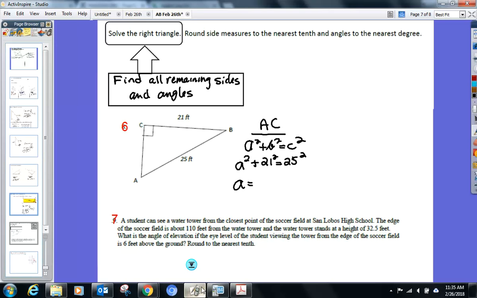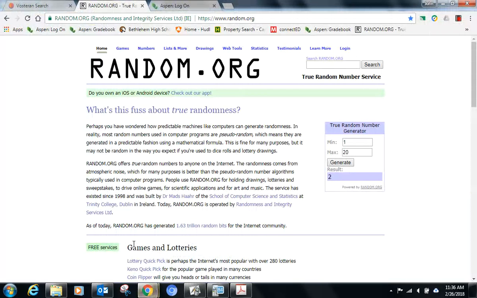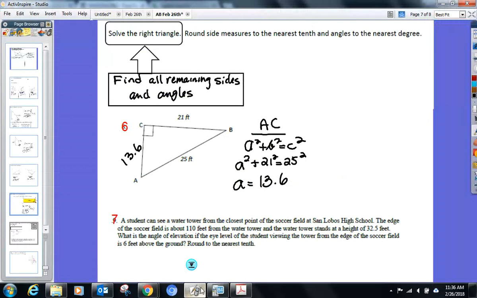Whenever you're ready. Your pick. Which angle? Which angle you want to find? Angle B? All right, here we go, guys. Angle B.